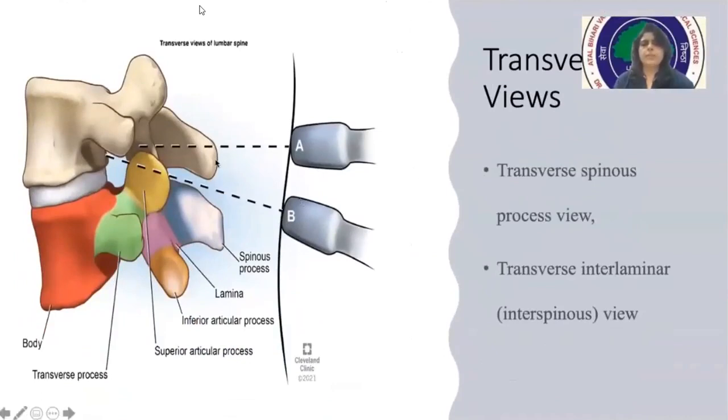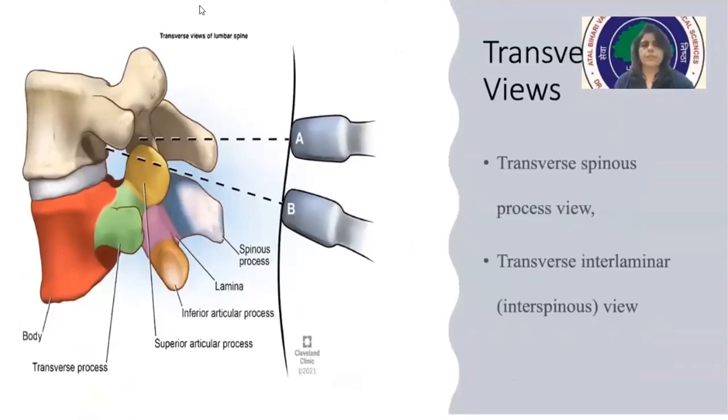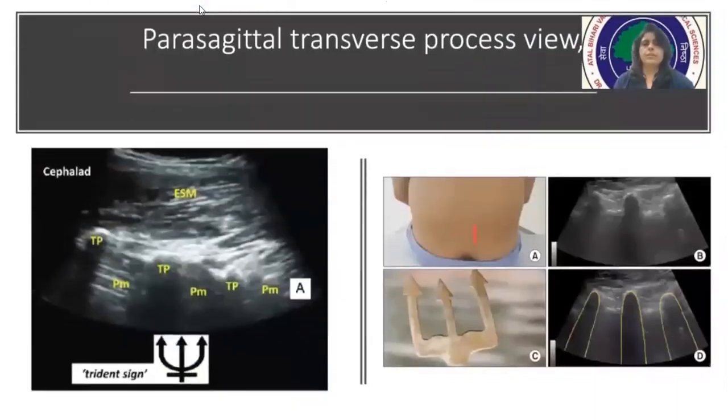First, on the spine, palpate the spine. This is known as the transverse spinous view. And once you slide your probe either cranially or caudally in between two spines, it is known as the transverse interlaminar view. So after being aware of the views, we will see in each view what we are actually going to visualize.